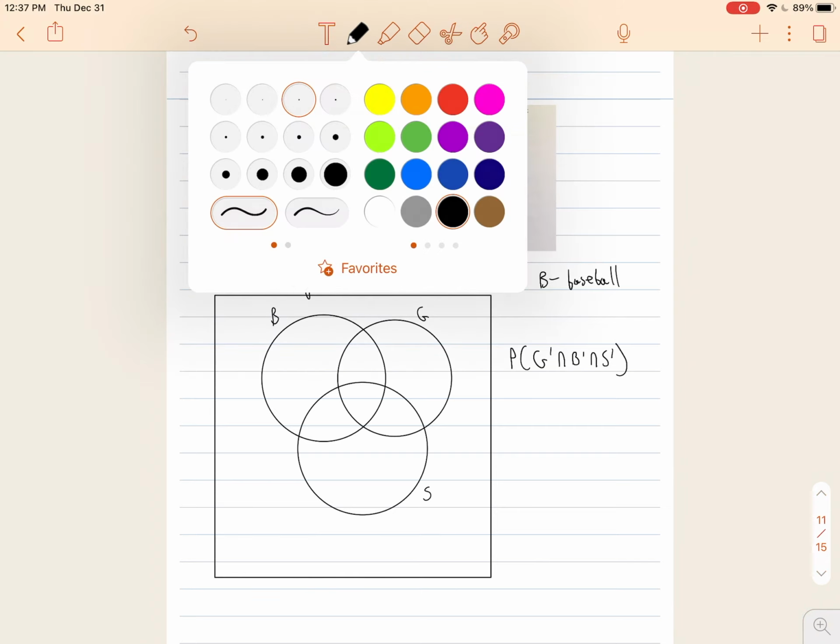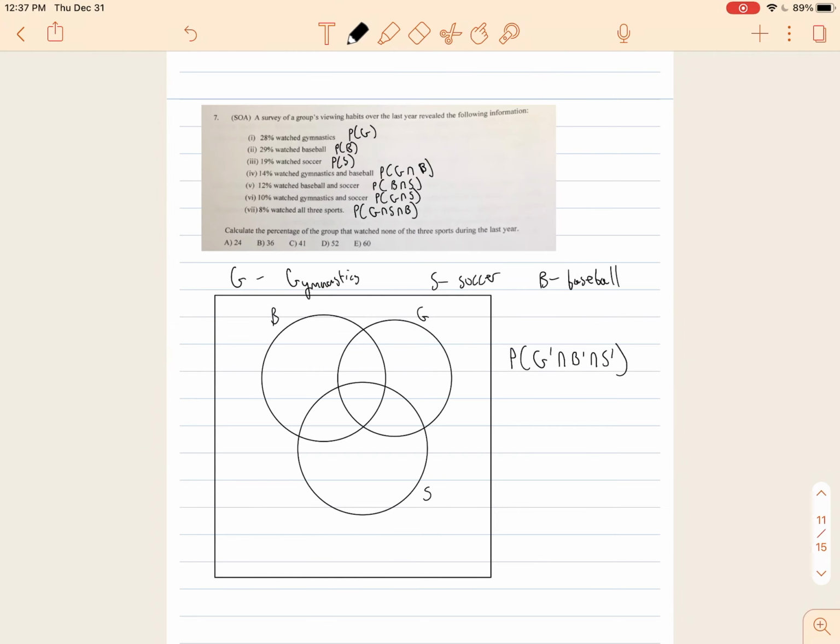So how can we find that? Well, by something called De Morgan's law. Don't be confused by that vocabulary term. But by De Morgan's law, we can say that this is equal to 1 minus the probability of G union B union S. And you can just visualize that, right? Because we want everything outside of this union, right? Here, I'll highlight a little bit. We want everything out here that's not in the circles. So it makes sense that 1 minus the union of everything would give us the intersection of the complements.